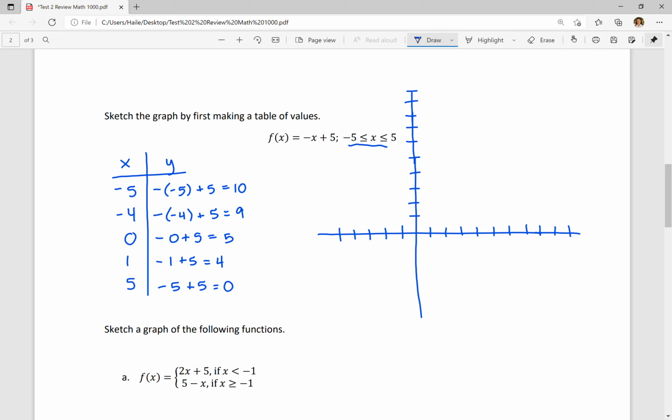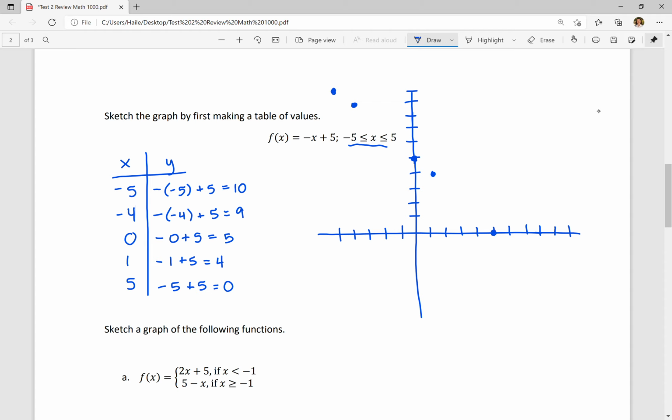So let's go ahead and graph these points. For (-5, 10), we'll go to the left 5 and up 10. For (-4, 9), we'll go to the left 4 and up 9. For (0, 5), we'll go over 0 and up 5, which would put us about right there. For (1, 4), we'd go over 1 and up 4. And finally, for (5, 0), we would go over 5 and up 0.